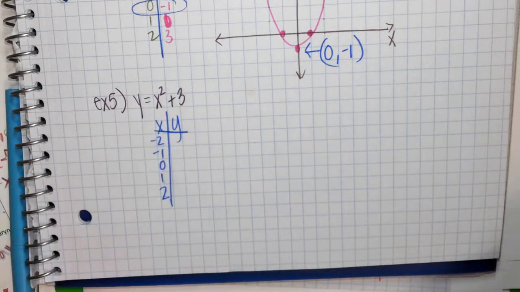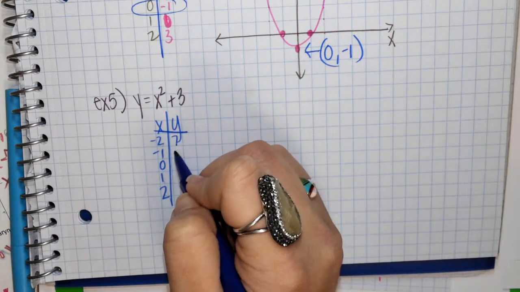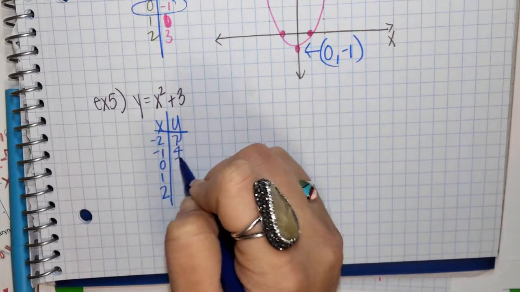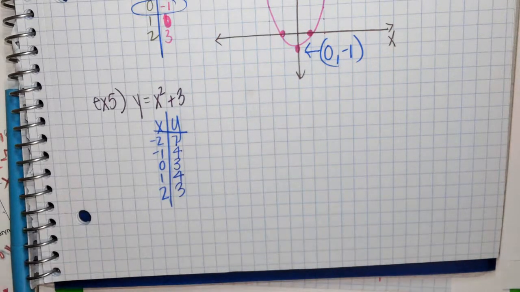So what'd you get right here? Eric's going to tell us what our Y values are. 7, 4, 3, 4, 7. Good. Alright, tonight you have 2 homework problems.